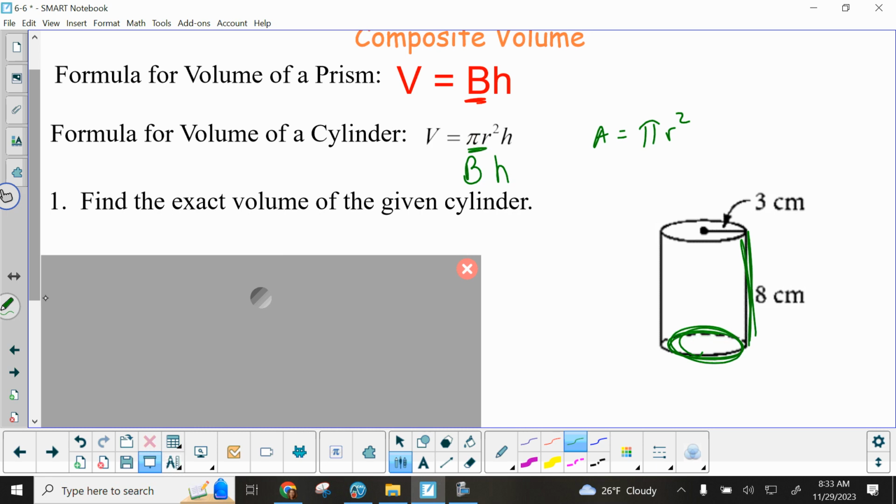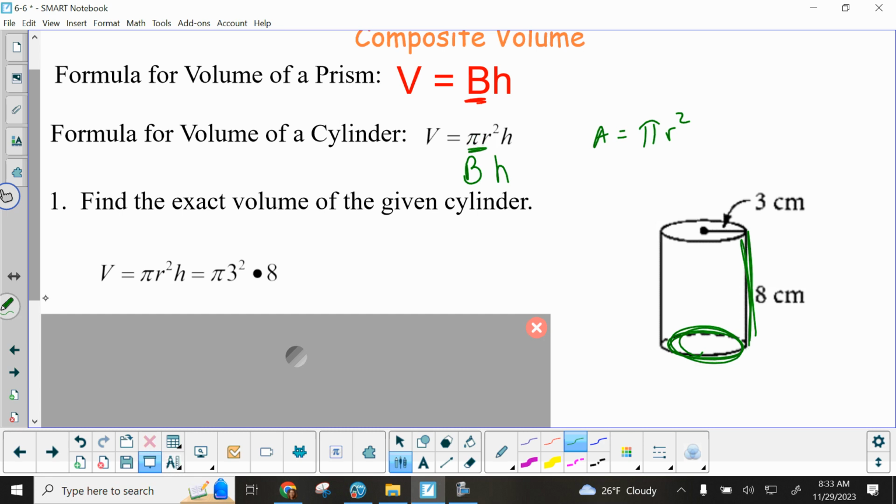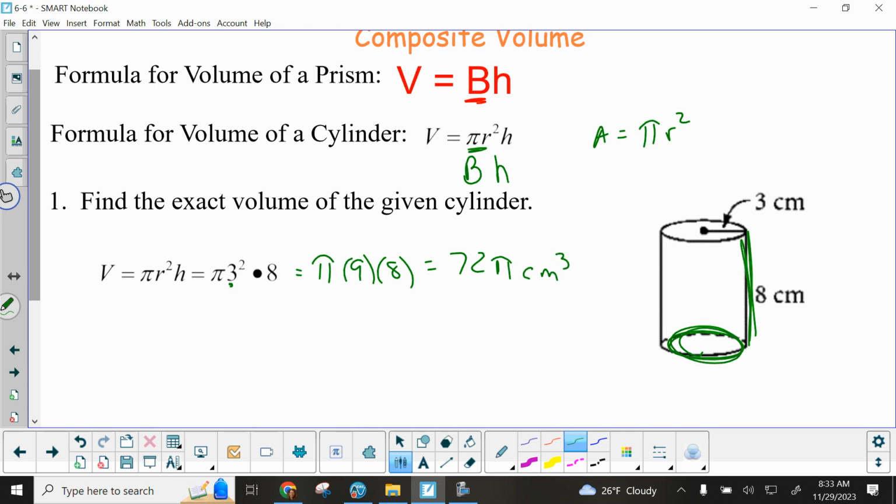So I'm asking you to find the exact volume of the given cylinder. So here's your formula. So I plug in the 3 for my radius, and then I multiply by the 8. So I have pi times 9 times 8, which is 72 pi. And my units, because I'm talking about 3 dimensions, is going to be centimeters cubed. So the exact volume means leave it in terms of pi.